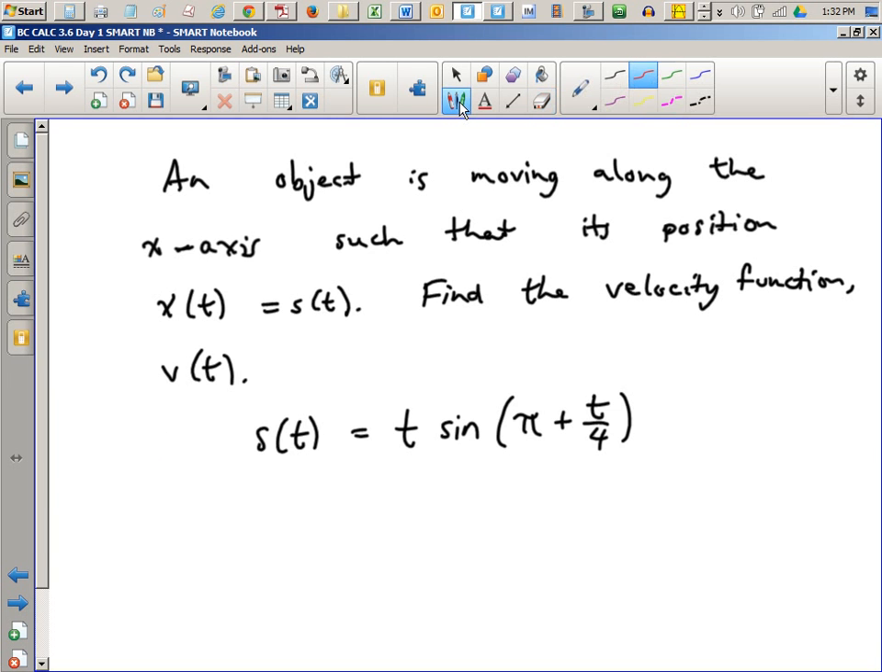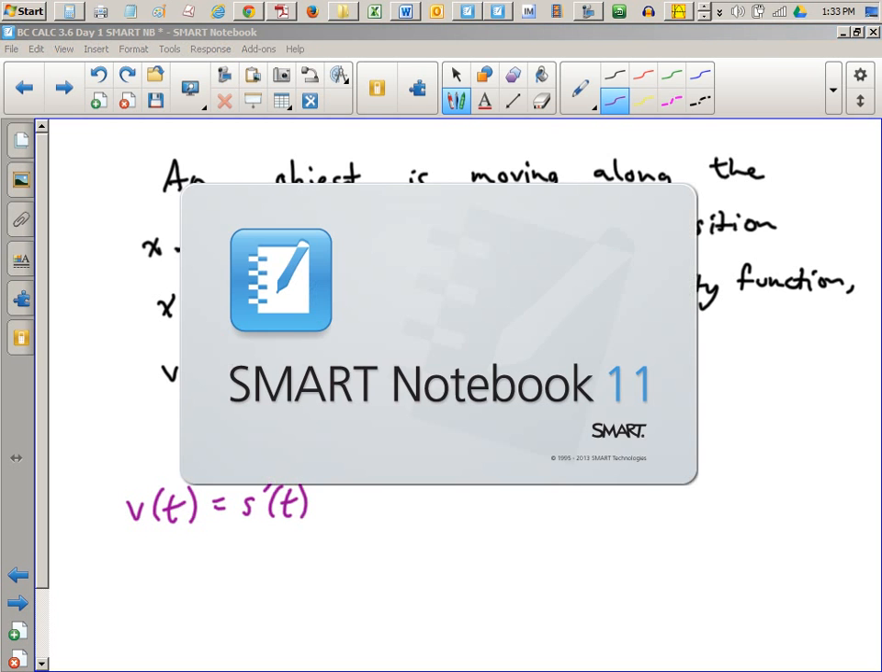I want the velocity function. How do I find the velocity function when I'm given the position function? Just simply take the derivative. Velocity is going to be s prime of t, or you could say ds dt.